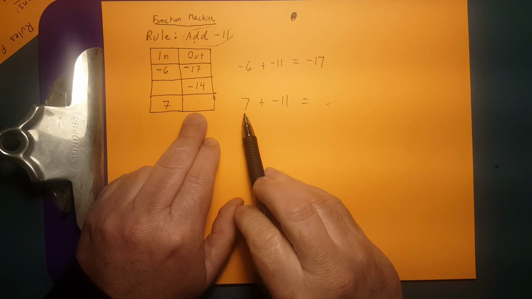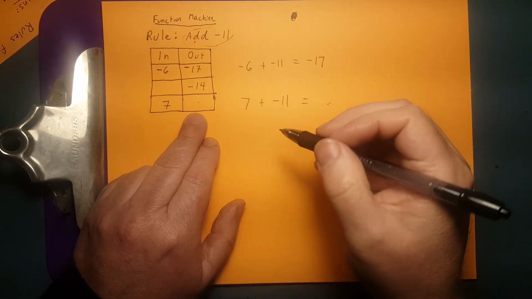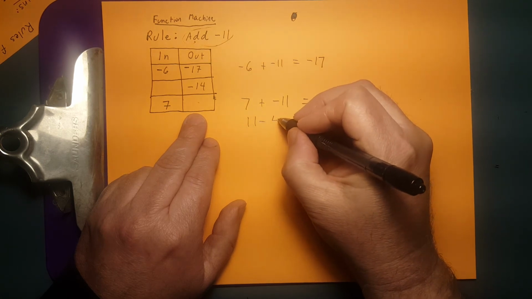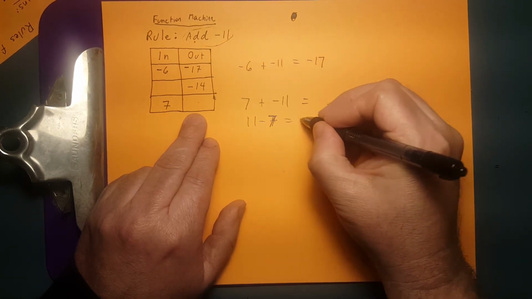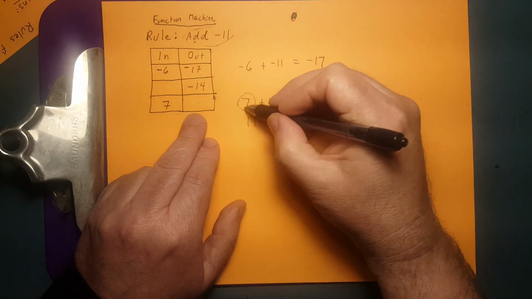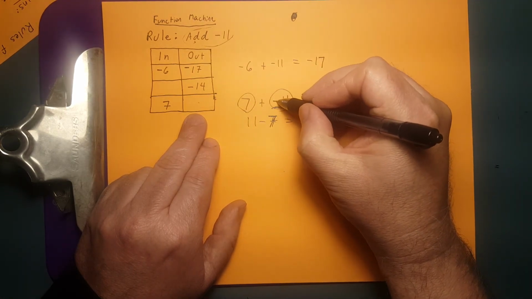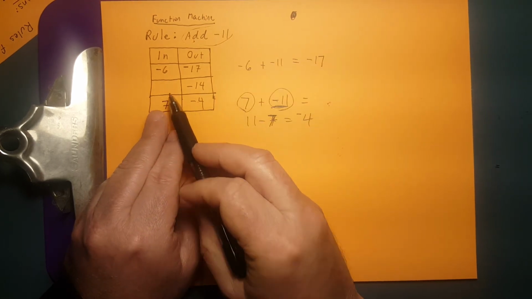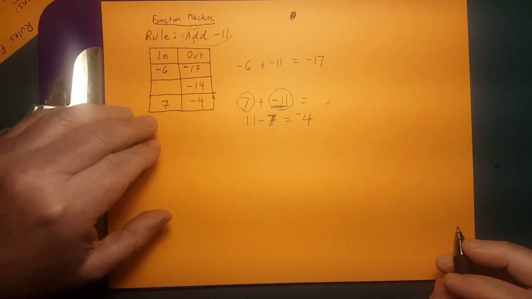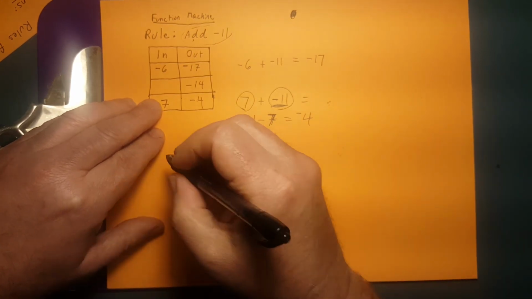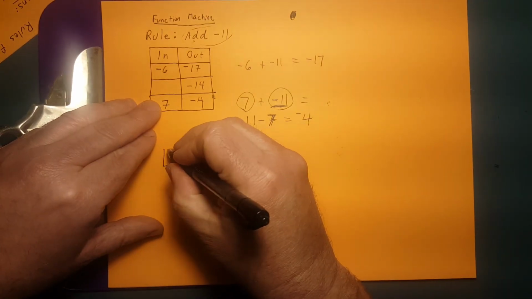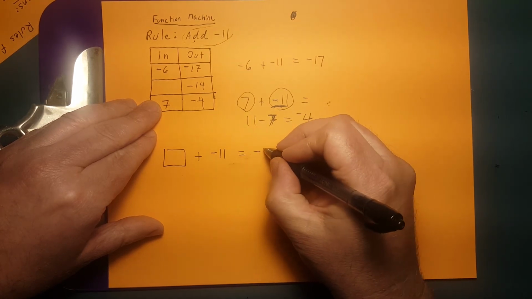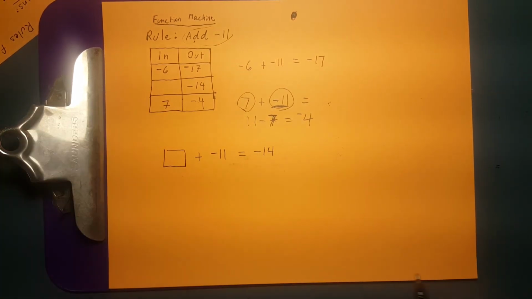So I follow the rules for adding integers with unlike signs, which means I find the difference. So it's going to be 11 minus 7, which is 4. Which one is furthest from 0? This one. So I use the negative sign. So I get negative 4. Now what about this one? I know that my answer is going to be some number plus negative 11 is going to equal negative 14. I've got to figure out what this number is.